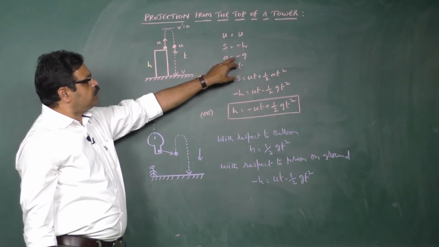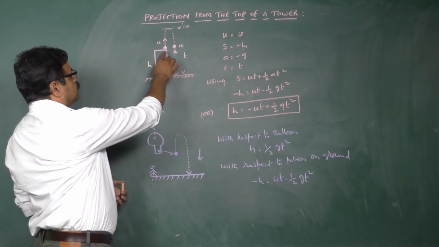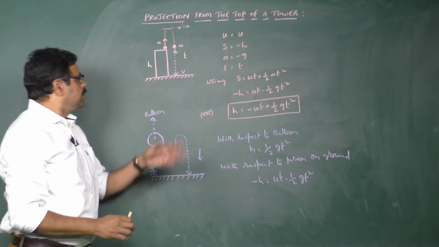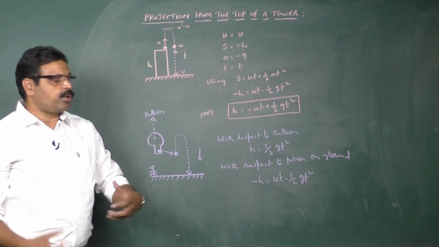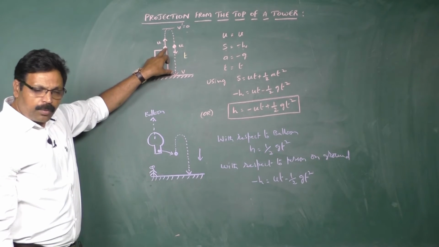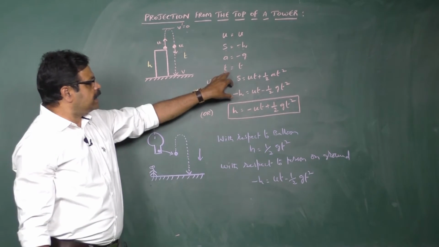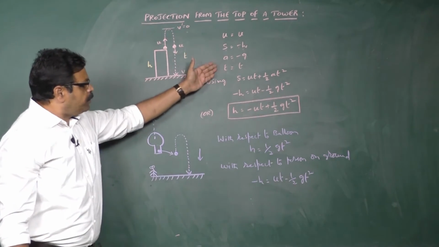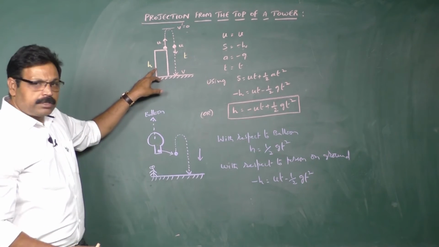And acceleration due to gravity at the initial condition we need to consider. So at the initial condition it is going against the gravity, therefore we are taking a as minus g. And for this entire process, that means starting from the top of the tower and reaching the ground, it is taking a time t, let us suppose.